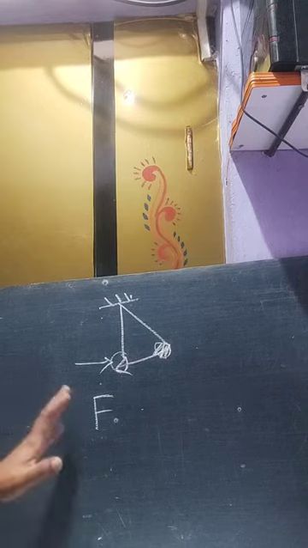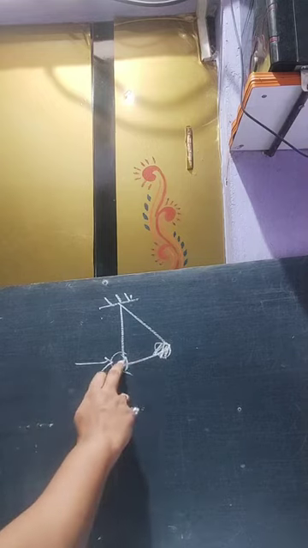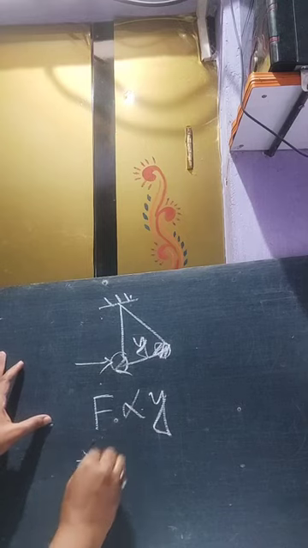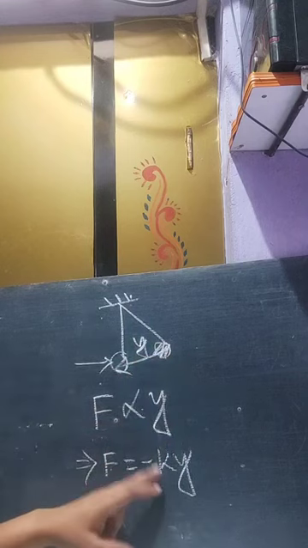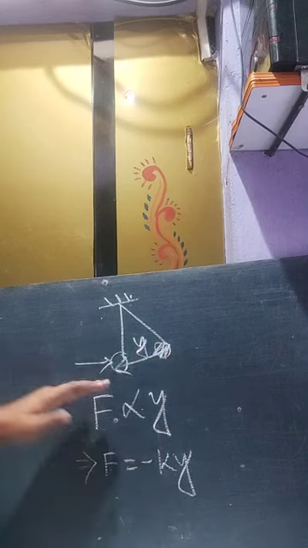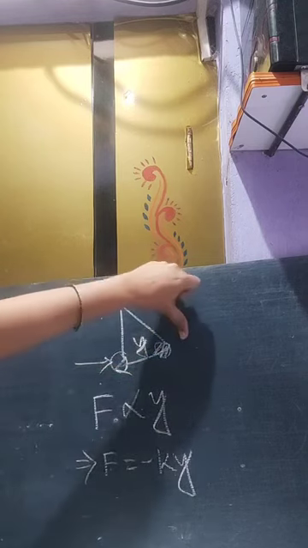Okay, clear? According to Hooke's law, the restoring force F should be some function of the distance of a particle from its mean position. Let the distance be y. So F is proportional to y, and if I write F equals minus ky, what is k? k is the proportionality constant, and the negative sign arises because the displacement is in the opposite direction to the applied force. Okay.